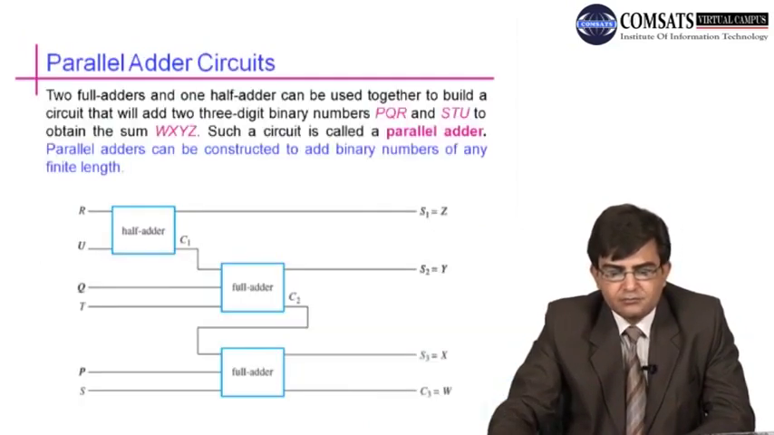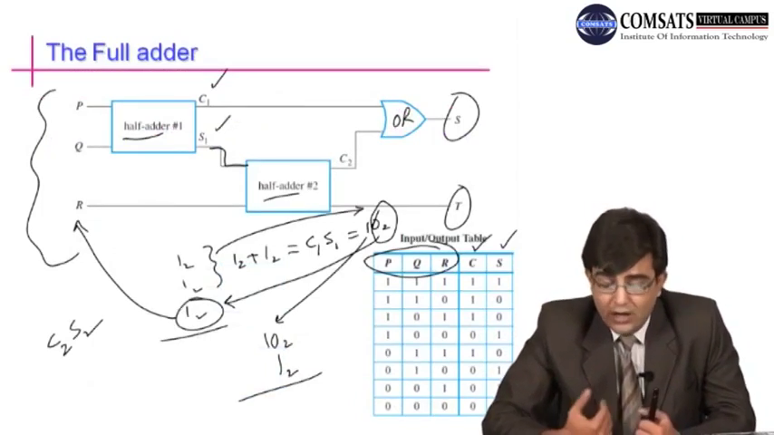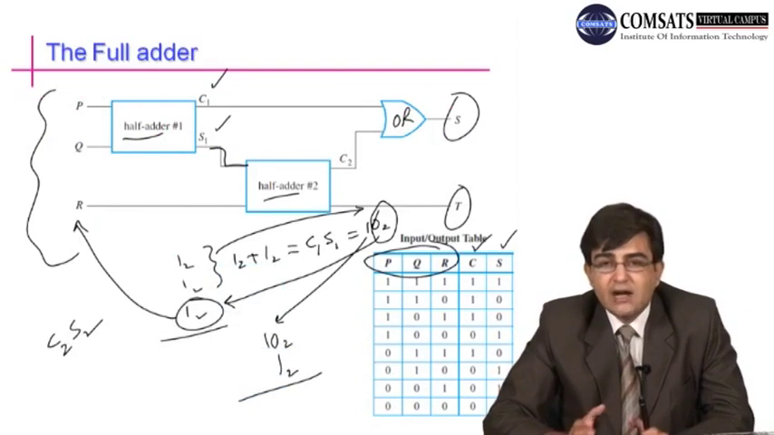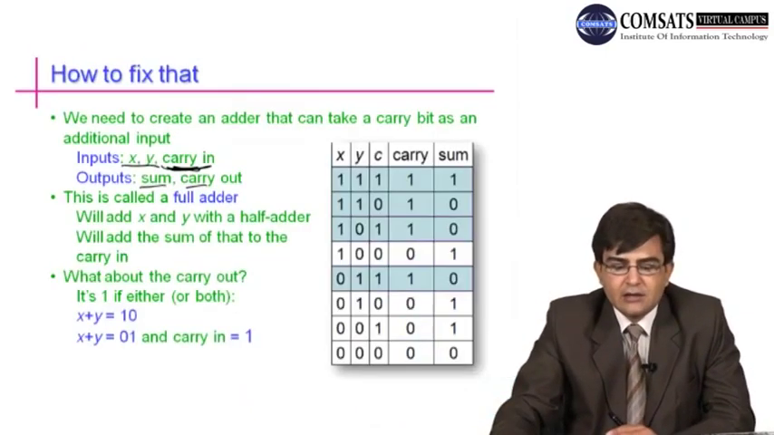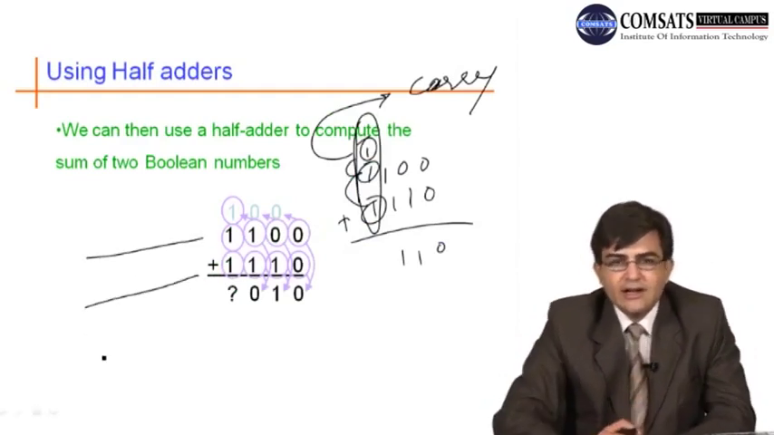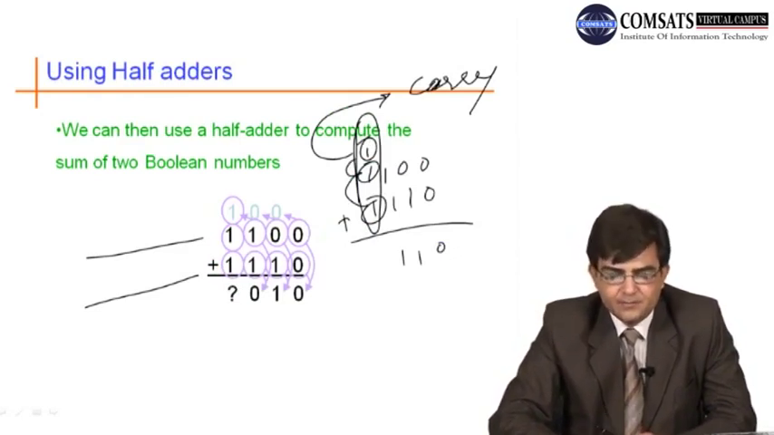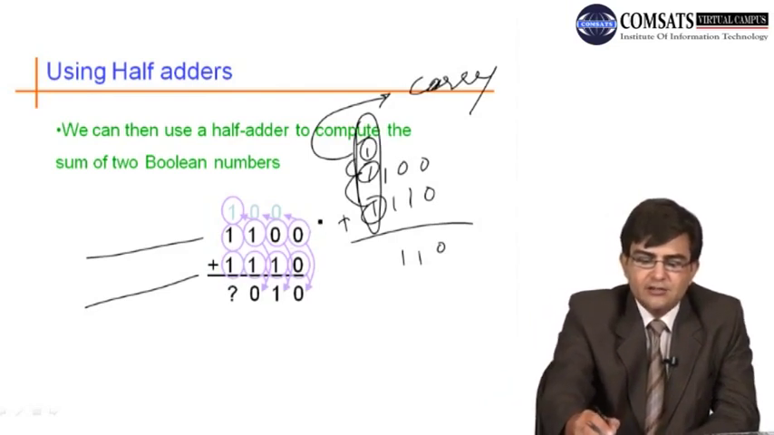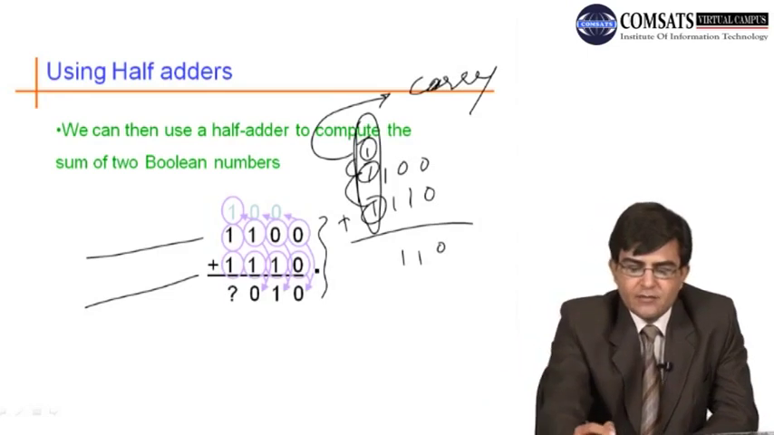Now, why have we constructed these 2 circuits, half adder and full adder circuits? Basically these 2 circuits are used for the addition of 2 binary numbers of any length. That is, if we have these 2 numbers in a computer, how do we add them up?